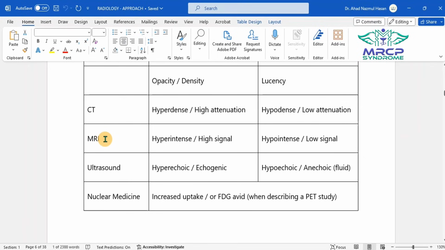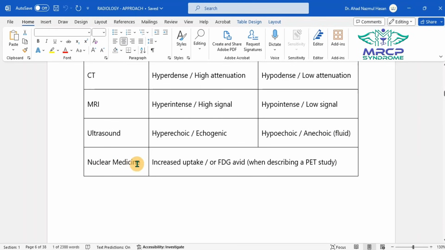In case of MRI, we use intensity. Either hyperintense when used as a relative term, or high signal intensity when used as an absolute term, and hypointense or low signal intensity. In case of ultrasound, hyperechoic or echogenic or increased echogenicity. Whenever you find hyperechoic, echogenic or increased echogenicity, it will appear white or bright. And whenever you find hypoechoic or anechoic, it will appear dark.